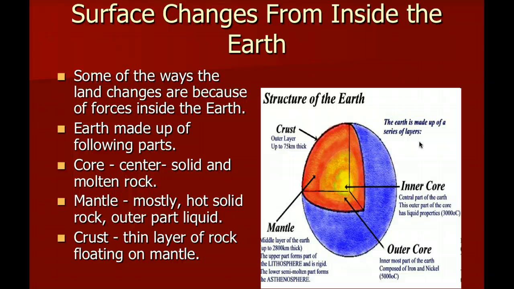Surface changes from inside the Earth. Now, the Earth is molten. A lot of it is molten inside, and basically that causes stuff to bubble up in the form of lava and other things as well.